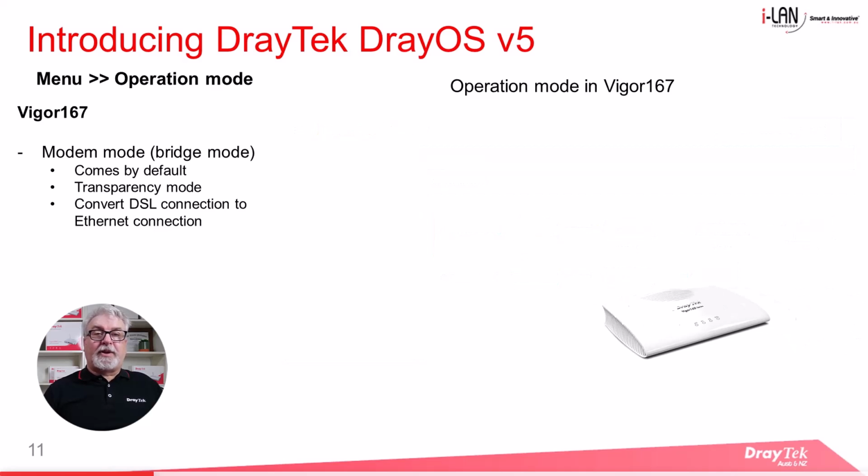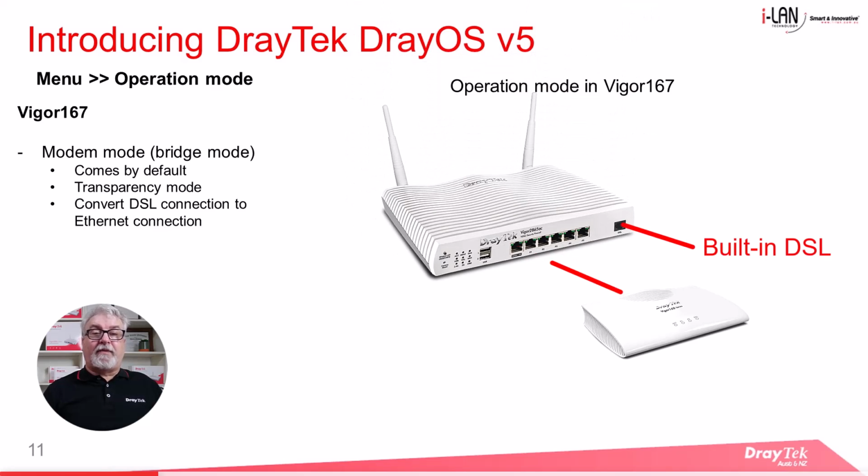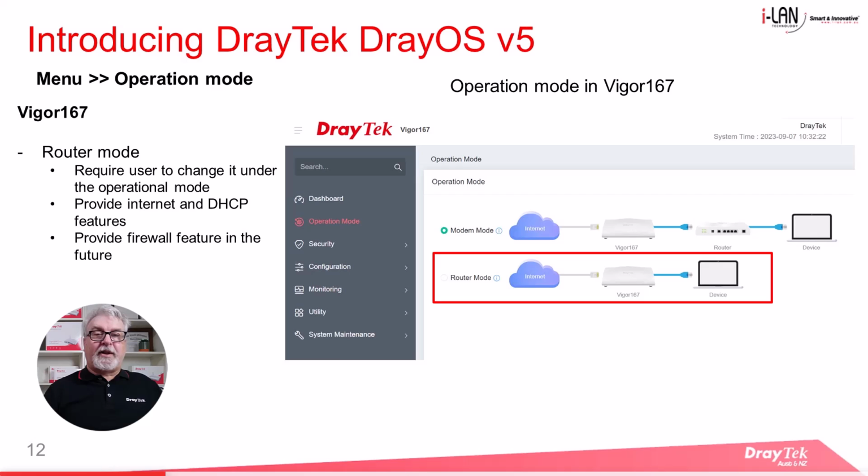For example, you may want to add a VDSL connection to a Vigor 3910, which only has Ethernet WAN ports, or you may want to add a second VDSL connection to a Vigor 2865 series, which has one DSL interface and a second Ethernet WAN port. Router mode, you guessed it, allows the Vigor 167 to function as a standard router. This isn't the default mode and will need to be changed here in the menu. This mode allows it to share the internet to multiple devices on a network, and it has some firewall capabilities beyond that in the latest firmware release.